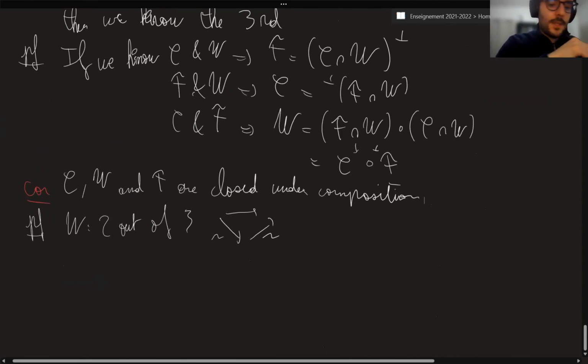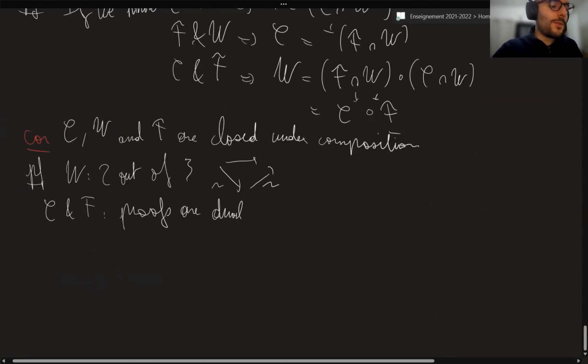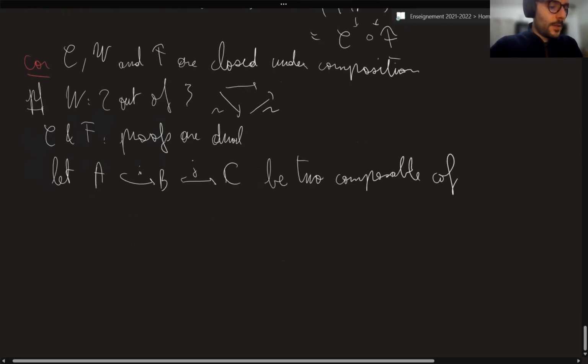Okay, so for C and F, the proofs are dual. So I'm only going to do one; I'm not going to do the other. Let's say I'm going to do it for cofibrations. So let I and J be two composable cofibrations. Okay, so we want to prove that J circle I is a cofibration.